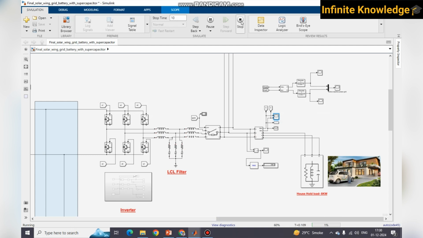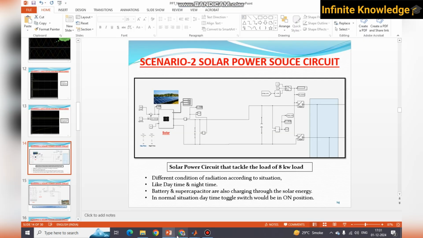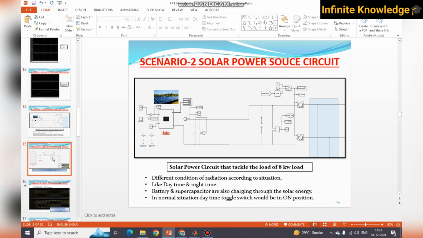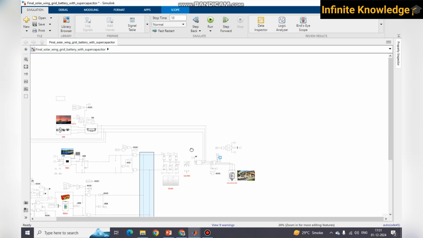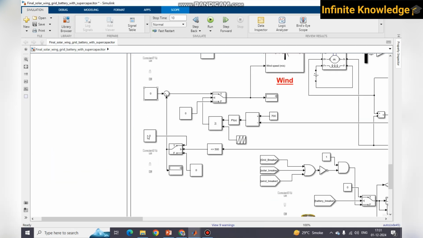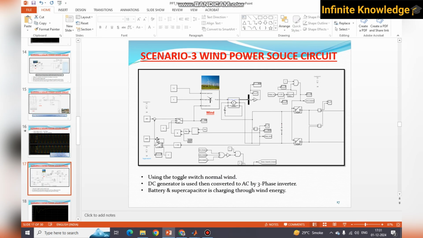Okay, I'm switching off the simulation, and we go to the third scenario. So it's the second scenario. You can see here in the daytime, wind is not there right now. That's why we have to switch off all the switches. You can see wind is isolated. That's why I have switched off all the switches. Now we are going to the third scenario, that is the wind power.